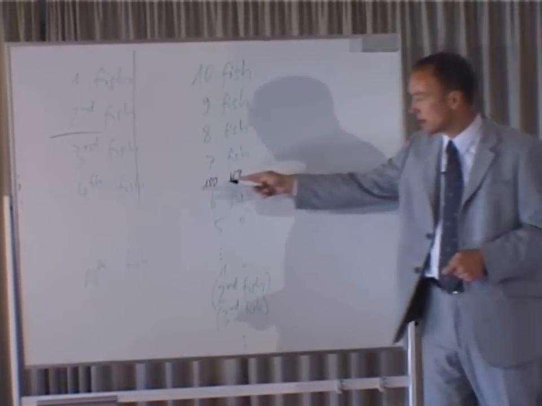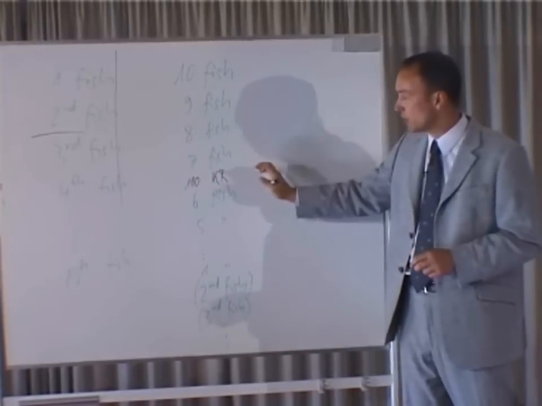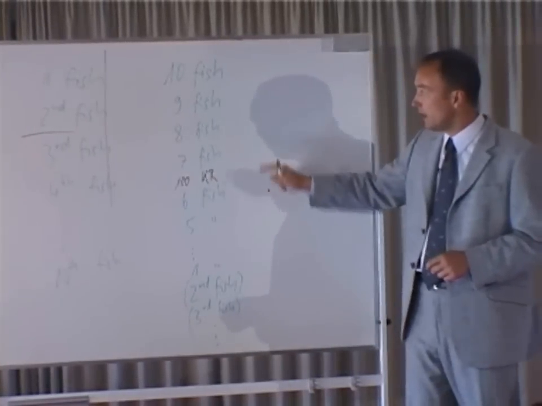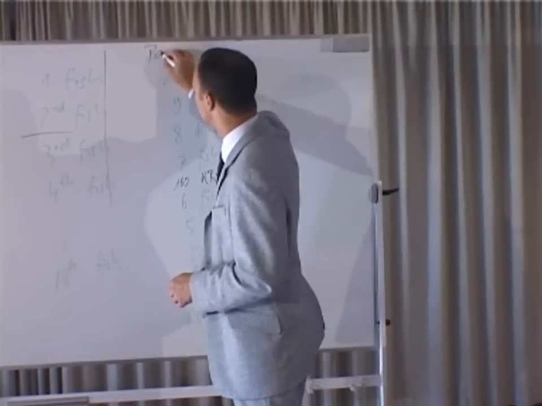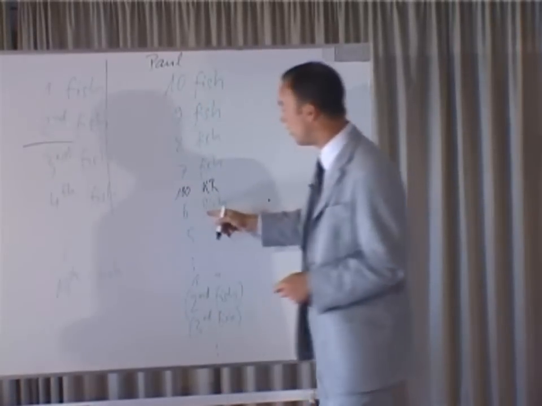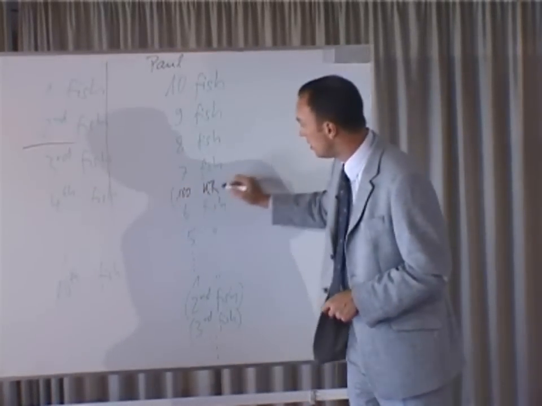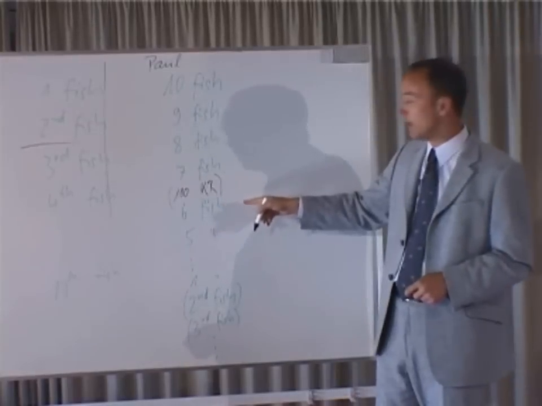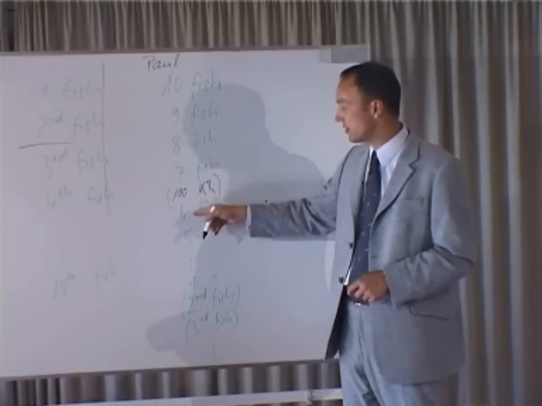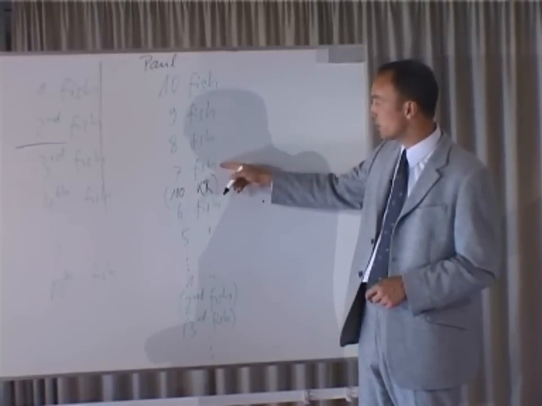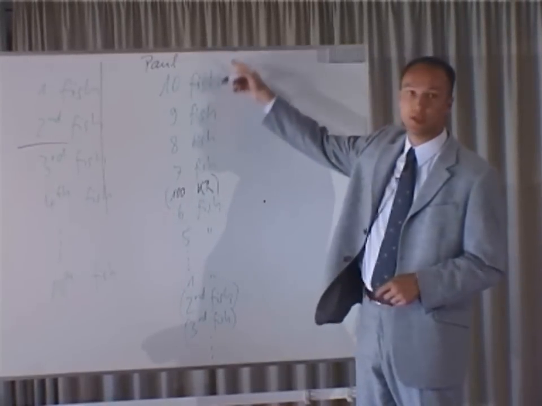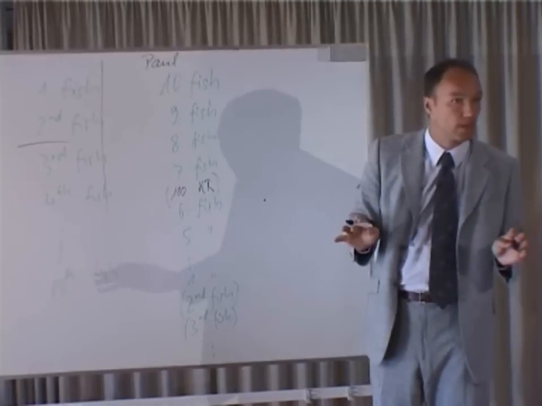Okay, so this object, the individual quantity of 100 coronas that he does not have, is for this individual, let's say that's Paul, more important than 6 fish, and 5 fish, and so on, so on, so on, but less important than the total supply of 7 fish, 8 fish, 9 fish, 10 fish, and so on.